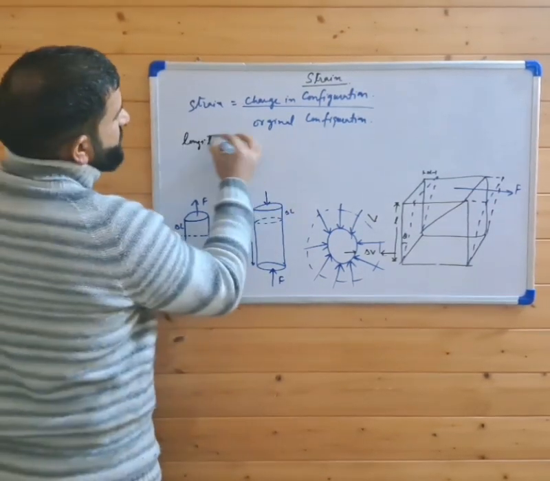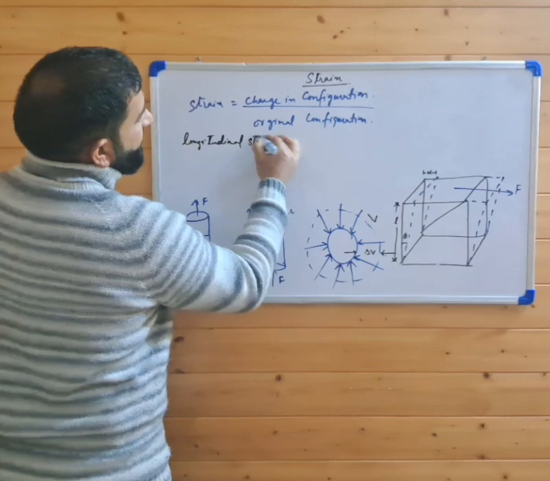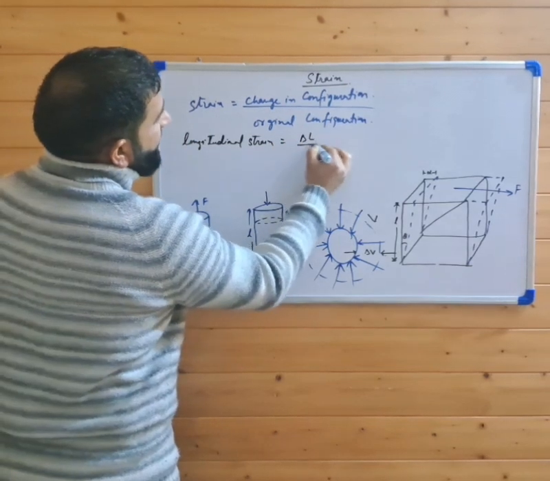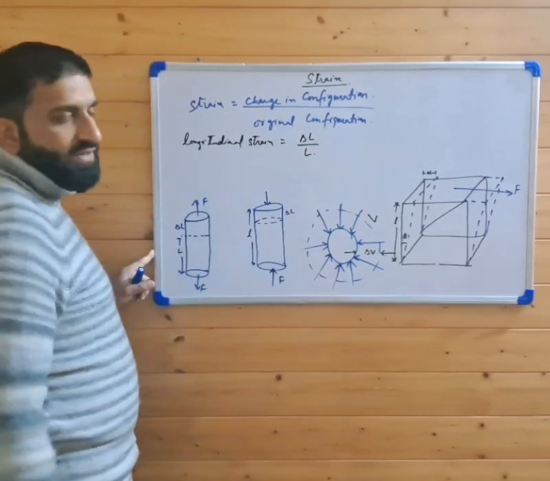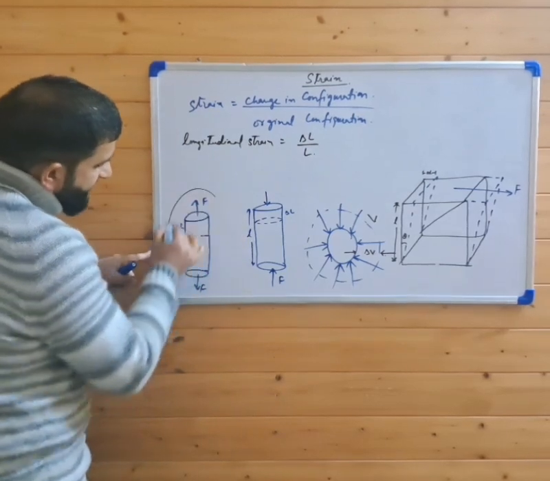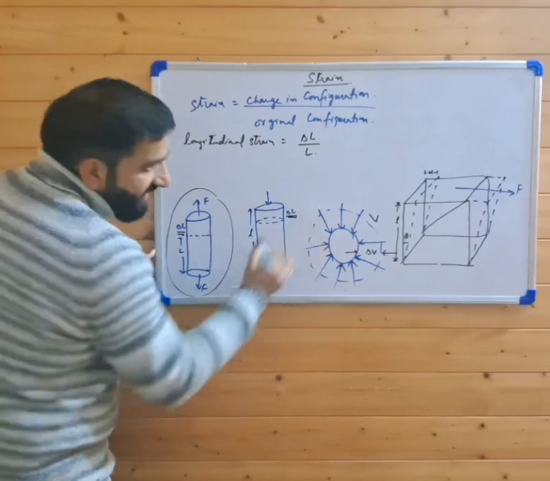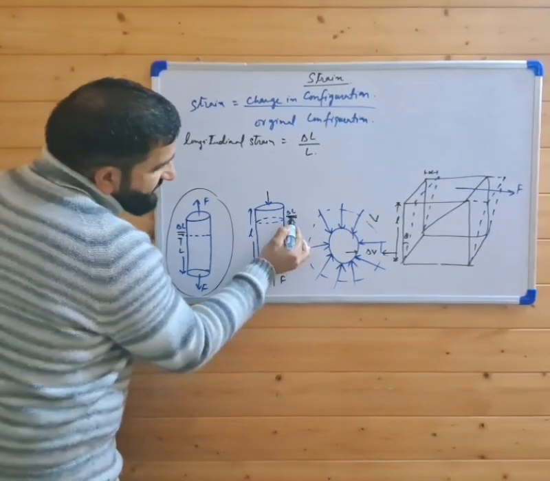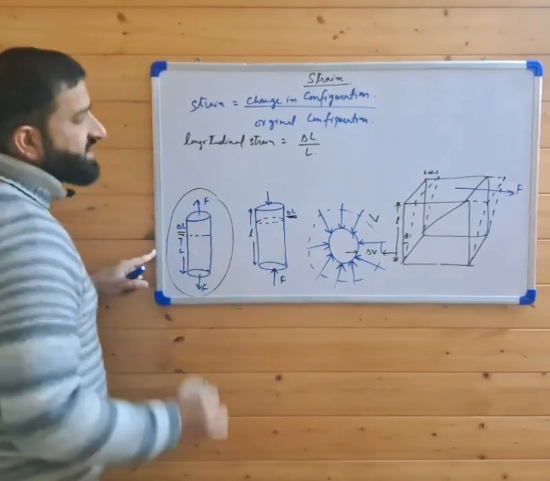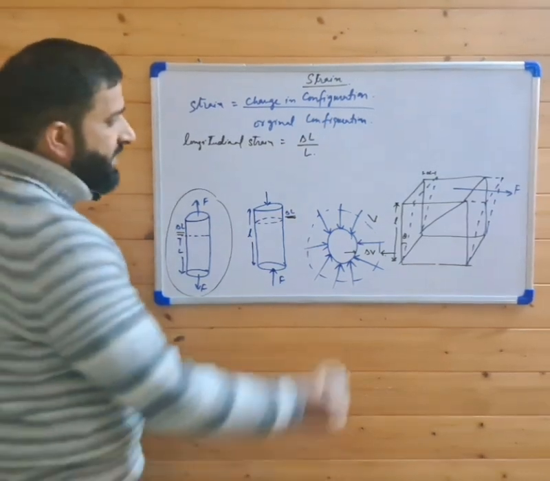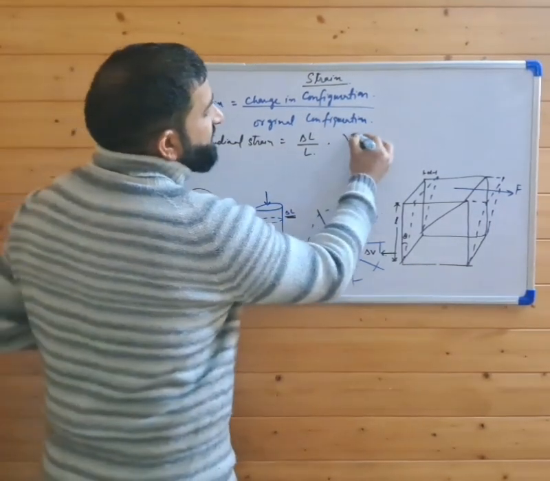So longitudinal strain is change in length, that is delta L, to the original length L. So in this case the change in length is delta L. The ratio of that change in length to the original length is the longitudinal strain. Now we will take volumetric strain.